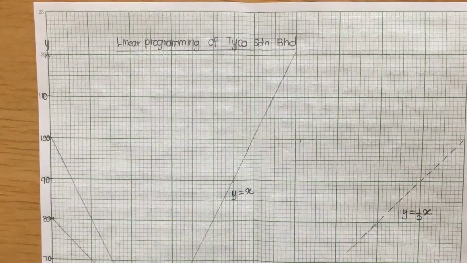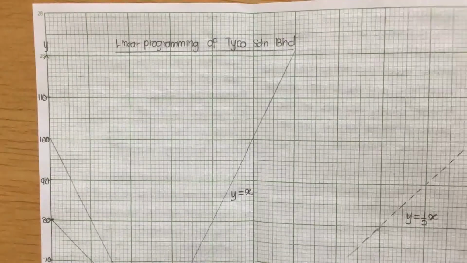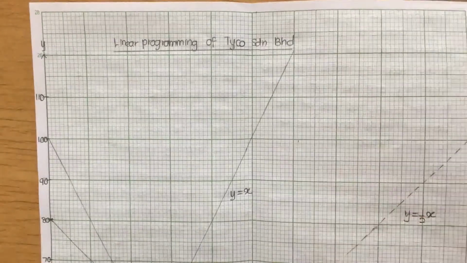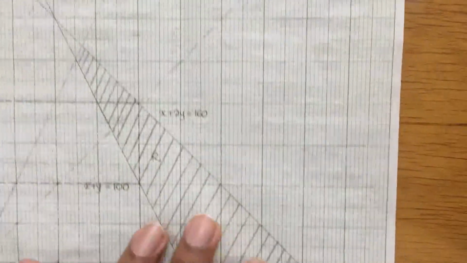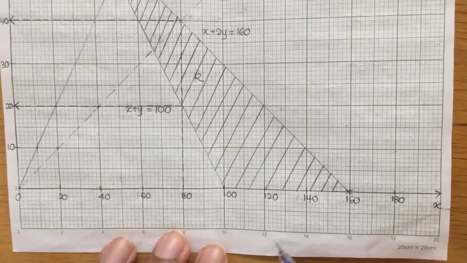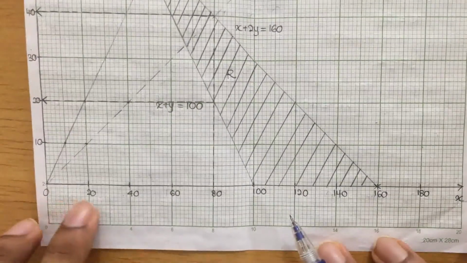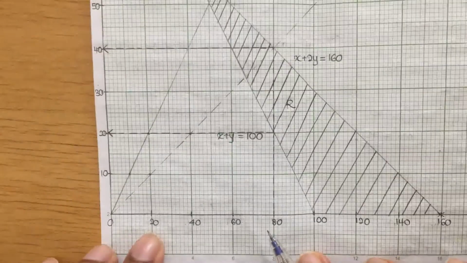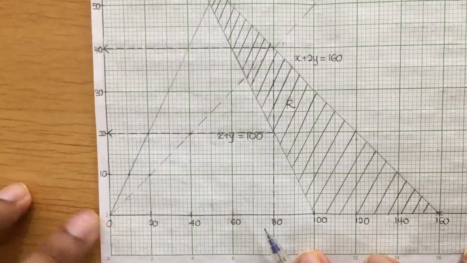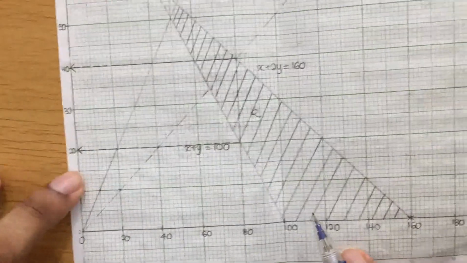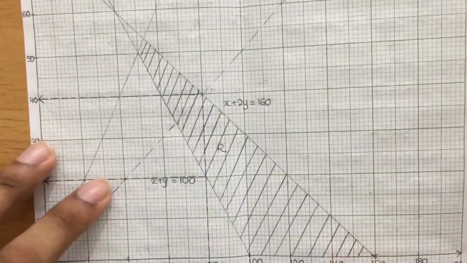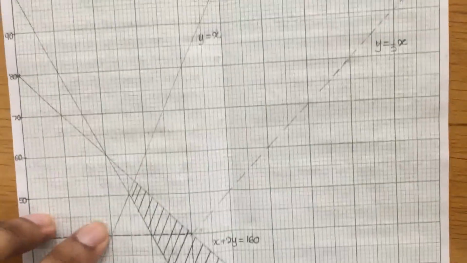So this is the linear programming of Tycho Sendirian Berhad, also known as Tycho Private Limited. First, make sure that you follow the scale: 2 centimeter to 20 units for the x-axis and 2 centimeter to 10 units for the y-axis. Make sure you use the proper scale, and then you start to plot the graph.